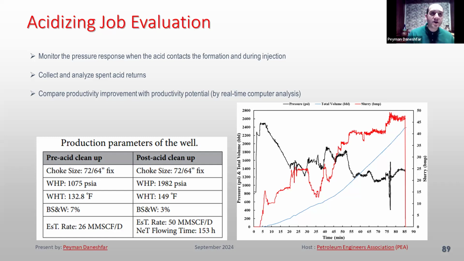So after acidizing, you can compare it with the pre-acidizing data. You can compare it with the pressure and also with the BSNW, because these two parameters, pressure and BSNW, are important for the cleanup of the well after acidizing, and also they help find the best choke.